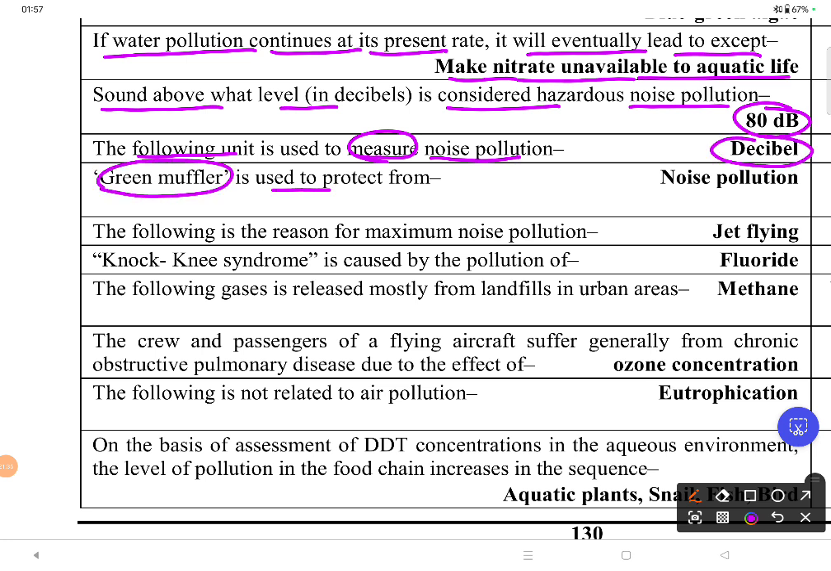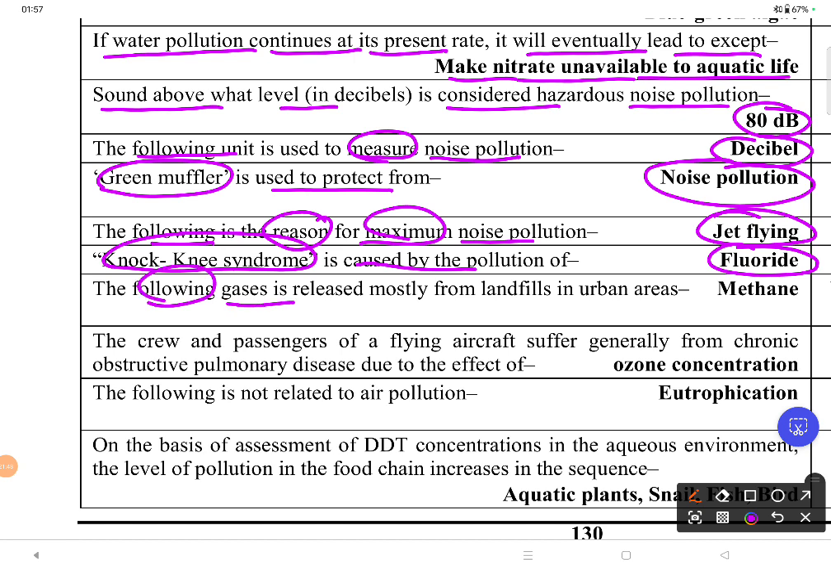Green muffler is used to protect from noise pollution. The region of maximum noise pollution is jet flying. Knock-knee syndrome is caused by fluoride pollution. The gas released mostly from landfills in urban areas is methane.